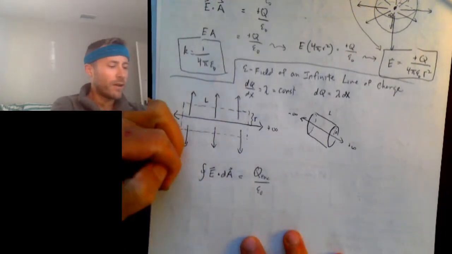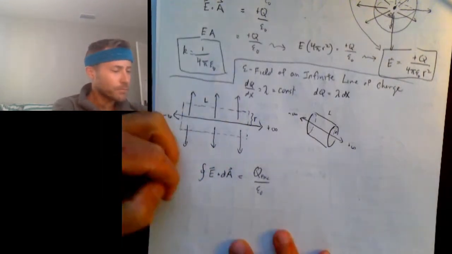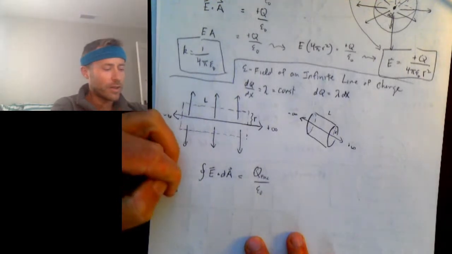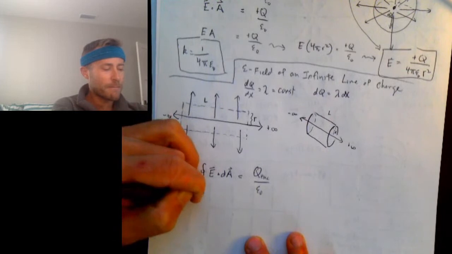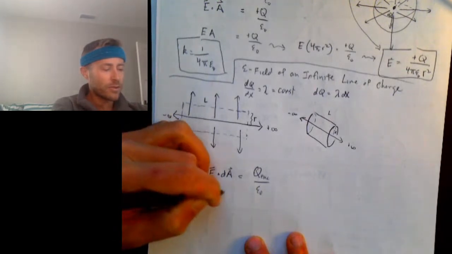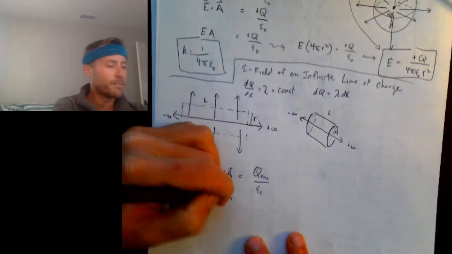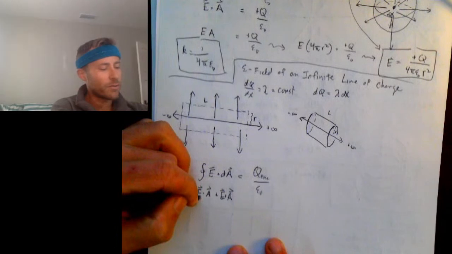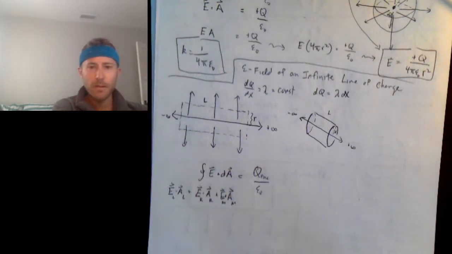So I have, and I'm going to call it left end, right end, and middle. So the left-hand side is electric field dot area plus electric field dot area plus electric field dot area. And this is the left side, this is the right side, and this is the middle. Okay? Now here's the cool thing.